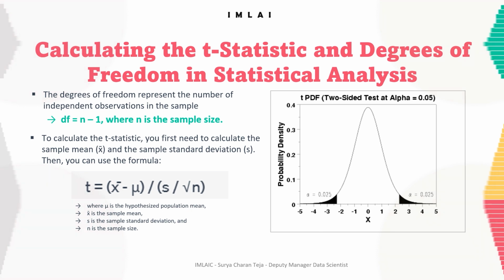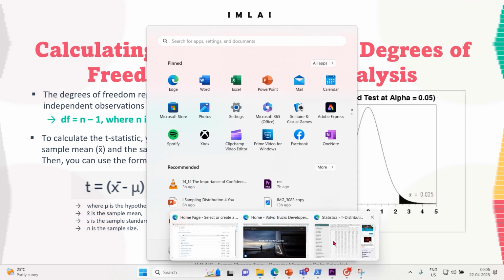The degrees of freedom represent the number of independent observations in the sample and are calculated as the sample size minus 1. The t statistic is calculated using the sample mean, sample standard deviation, hypothesized population mean, and the sample size. Once you have the t statistic, you can use a t distribution table or software to find the p-value associated with that t value and degrees of freedom.